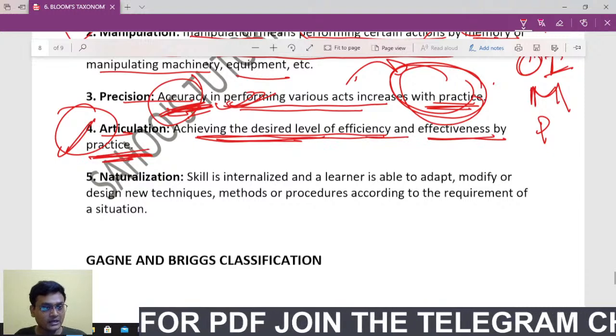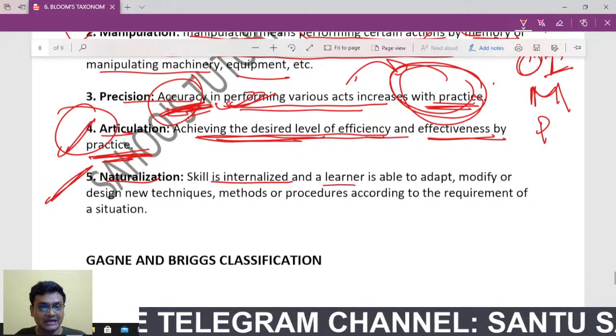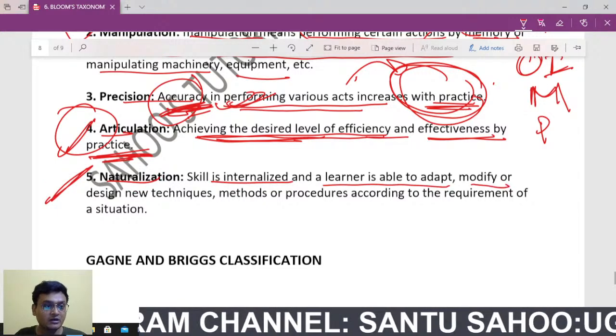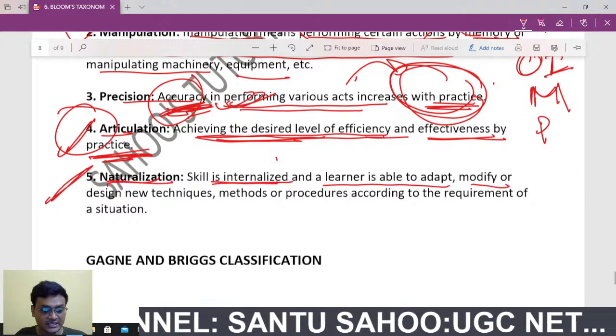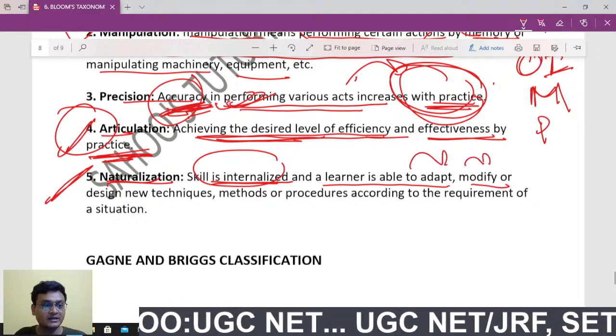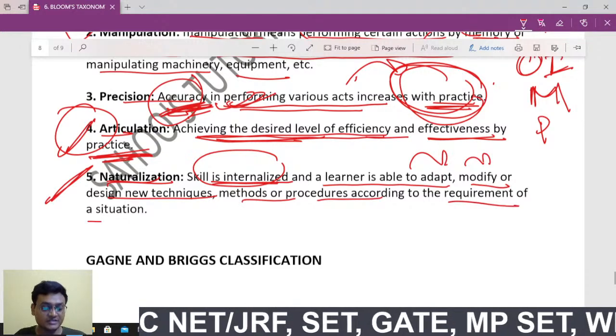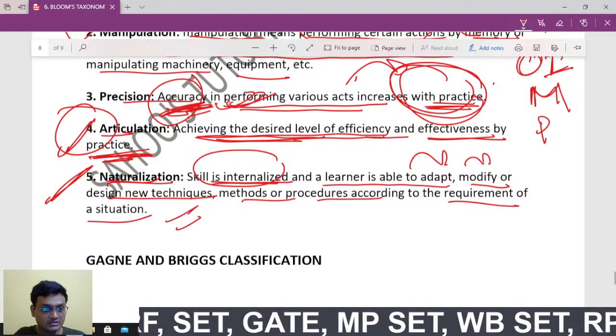ठीक है. And that is naturalization. Skill is internalized and a learner is able to adapt, modify. That is, skill तो तुम्हें internalize हो गया, और learner क्या कर रहा है, adapt कर रहा है, modify कर रहा है, design new techniques कर रहा है, methods and procedures according to the requirement of a situation. That is naturalization. ठीक है.